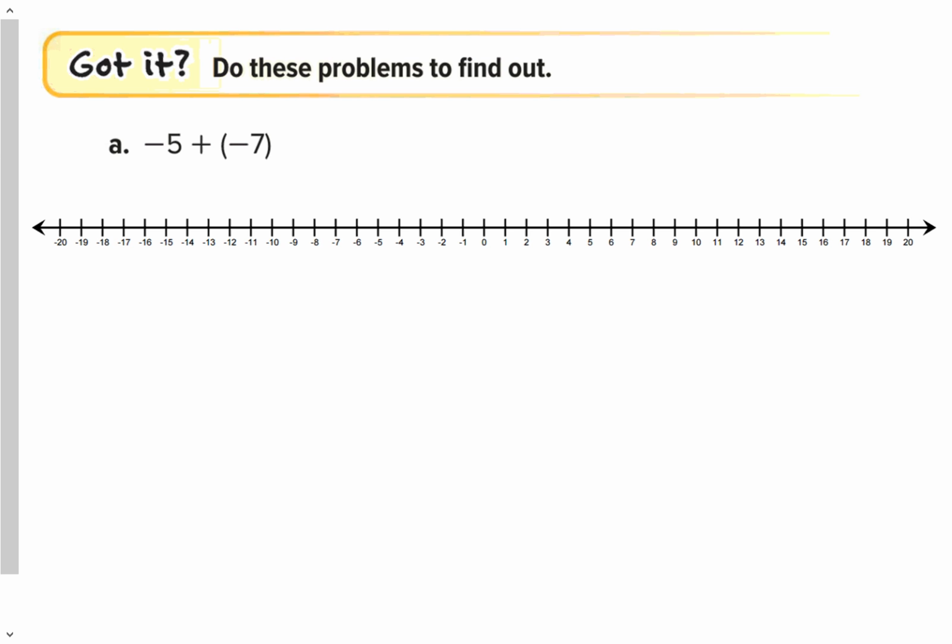I'm going to show you how to do these problems with and without a number line. So our first one is negative 5 plus negative 7. So we're going to start off at 0. We're going to move over to negative 5. And then we're going to move left 7 because it's a negative number. So we end up at negative 12. So negative 5 plus negative 7 is negative 12.